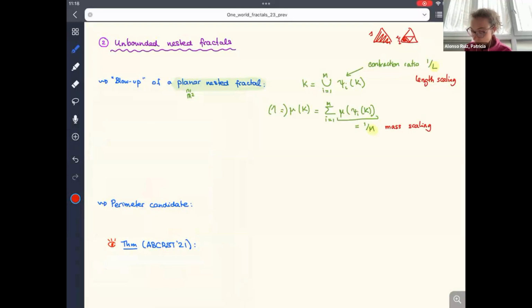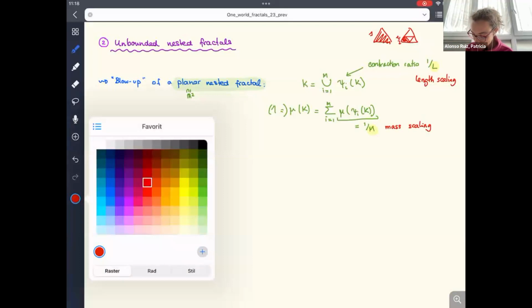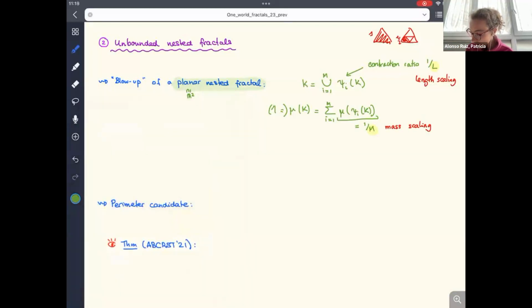And now that I have sort of the bounded one, I would like to blow it up. And the way to blow things up is, how you do it.